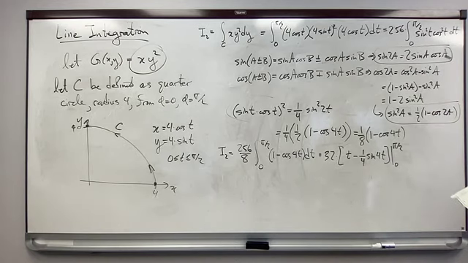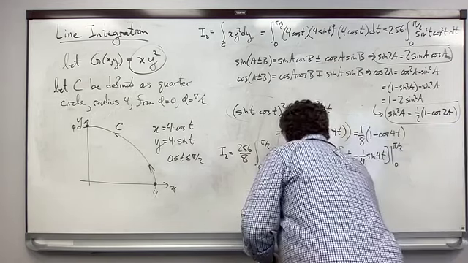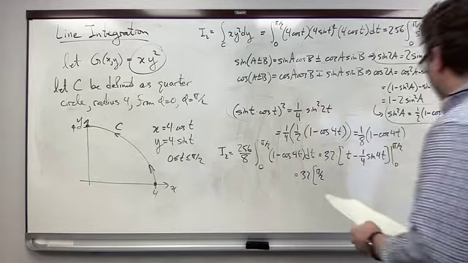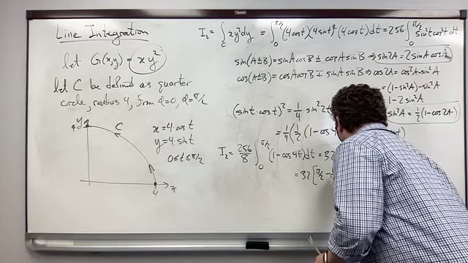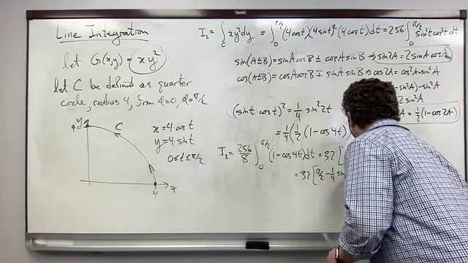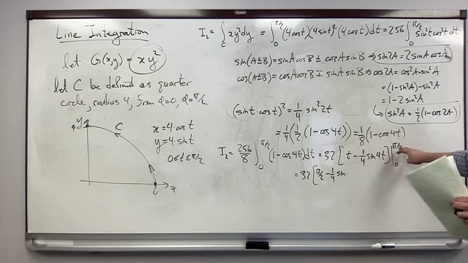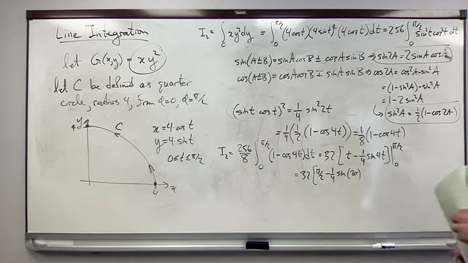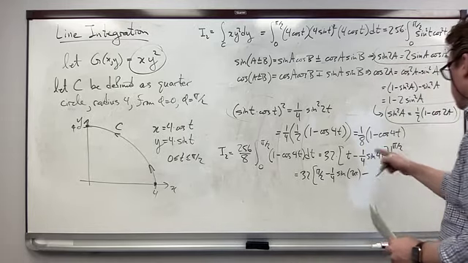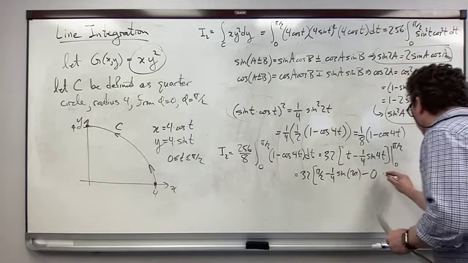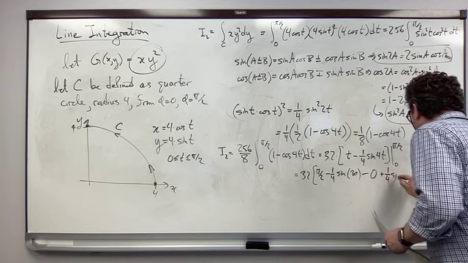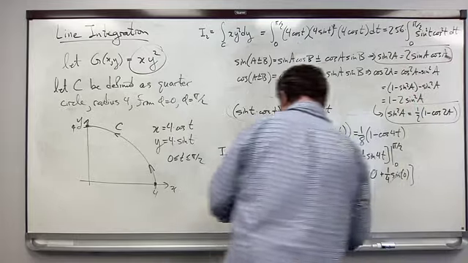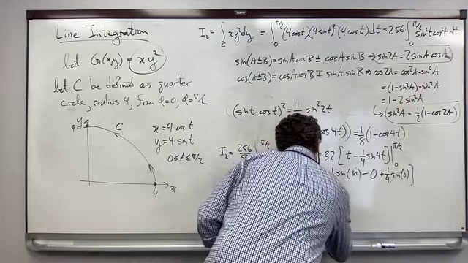All good so far? Okay, good. So this would be 32 pi over 2 minus 1/4 sine. 4 pi over 2 is 2 pi. Right? Sine of 2 pi is 0. Okay, minus 0 plus 1/4 sine 0. So this thing just becomes 16 pi.